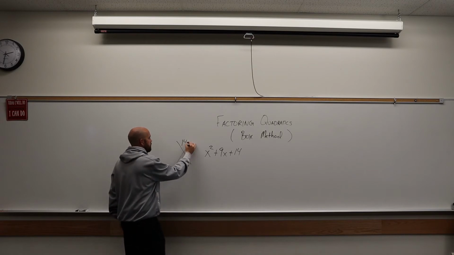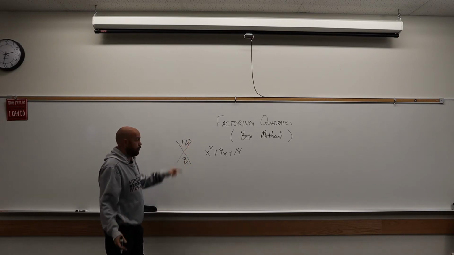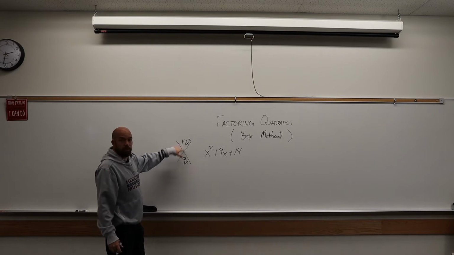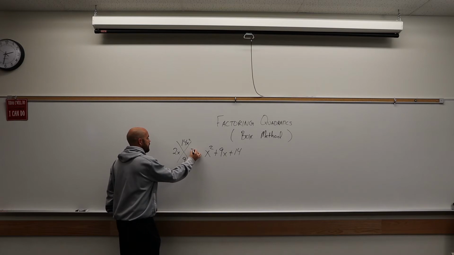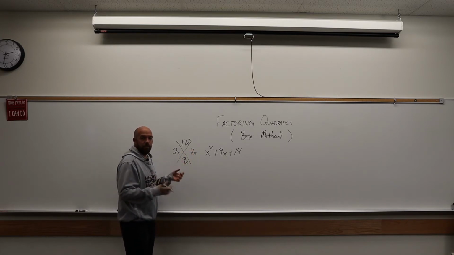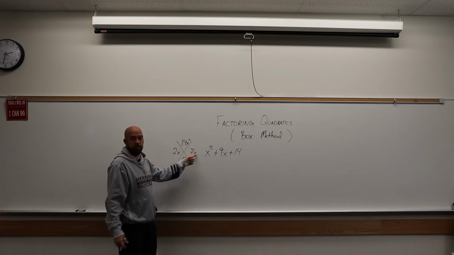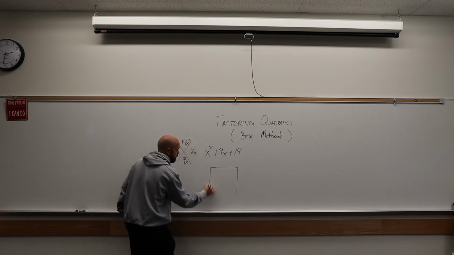And I forgot the x's, so let's put those on here. 7 times 2 is 14, and 7 plus 2 is the 9. So I need a 2x and a 7x. Again, the order doesn't matter. My habit is I always try to put the smaller one on the left, but it really doesn't matter. Now I'm going to go to my box.